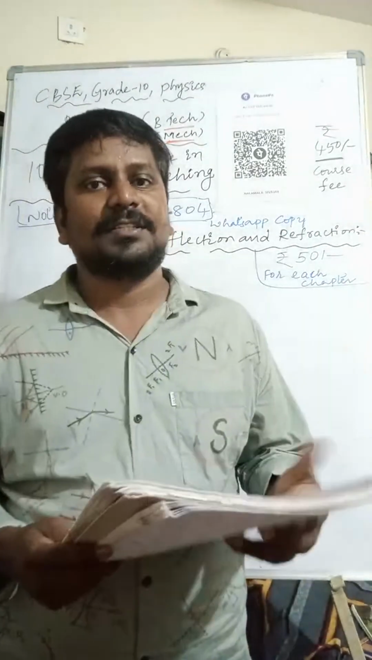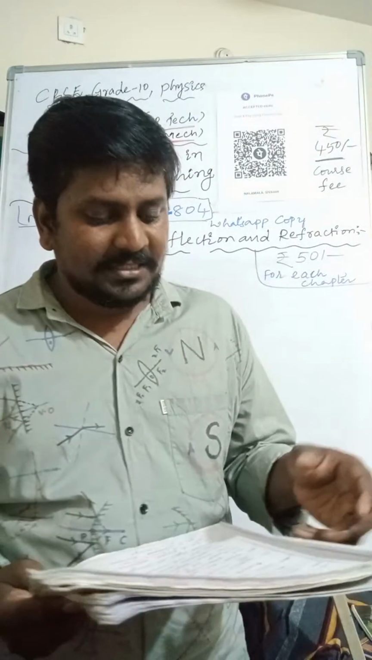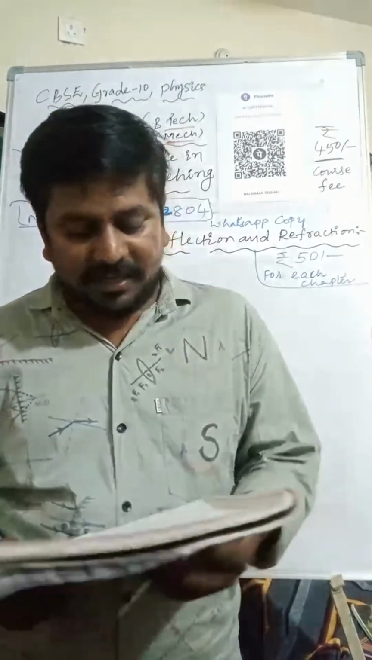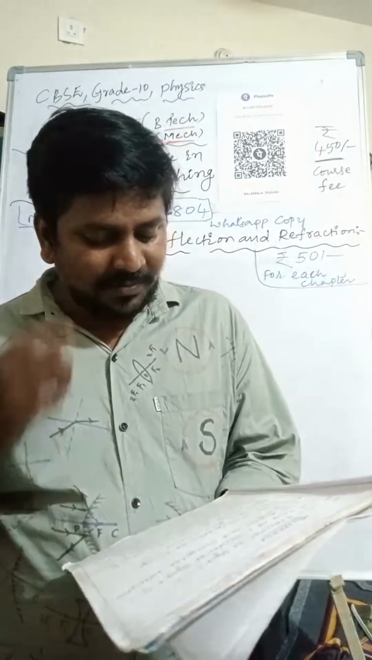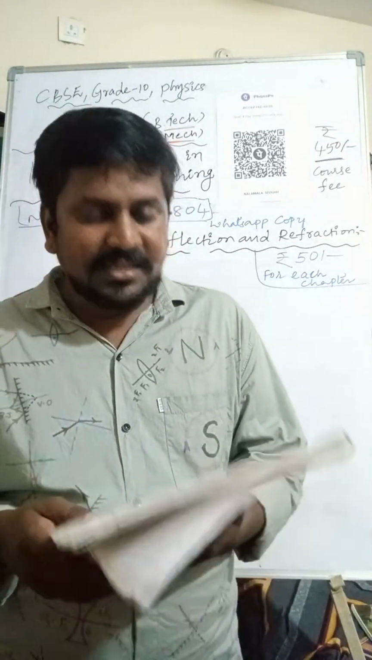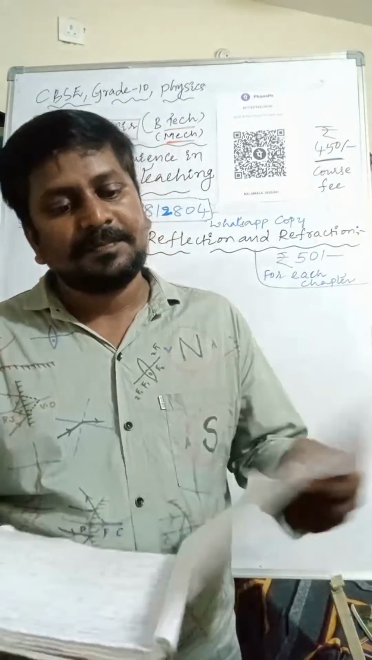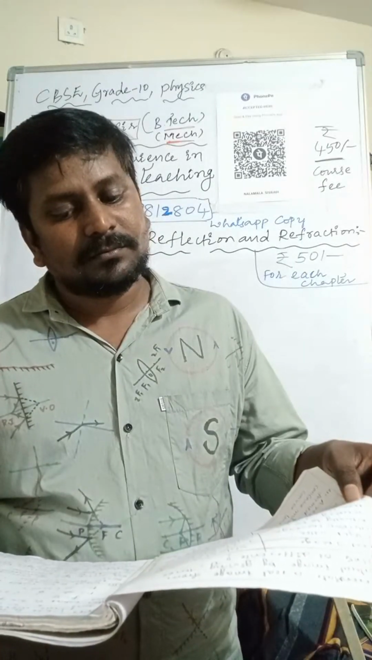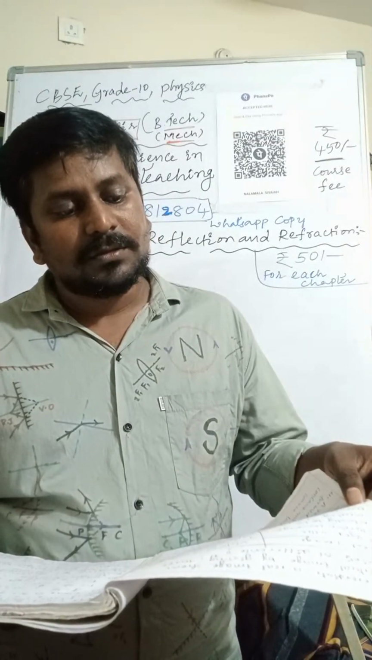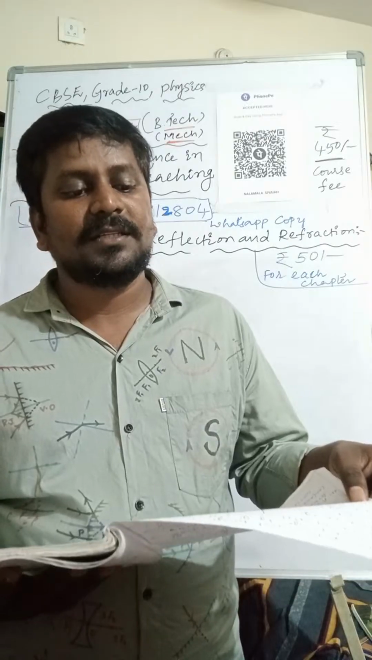Cause of lateral inversion: object and image both are facing each other. What type of image is formed in a plane mirror? Virtual image. On a cinema screen, real image. So real image and virtual image.